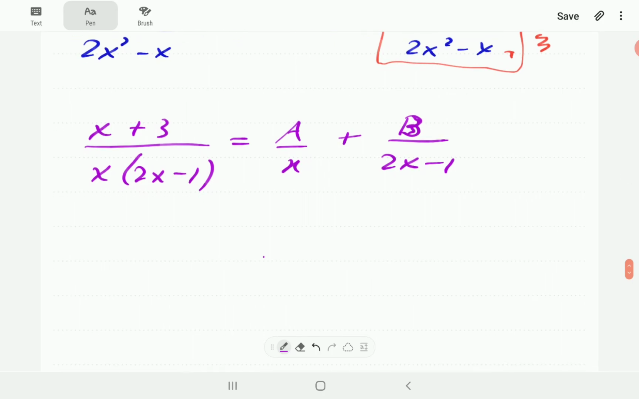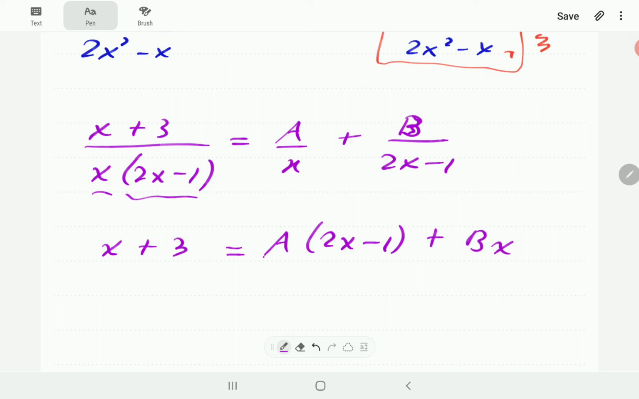Then if you multiply through by the denominator, the left hand side will be x plus 3. Here we're going to have that cross multiplication thing. This multiplies that and that multiplies that. So we're going to have A into (2x minus 1) plus B times x.